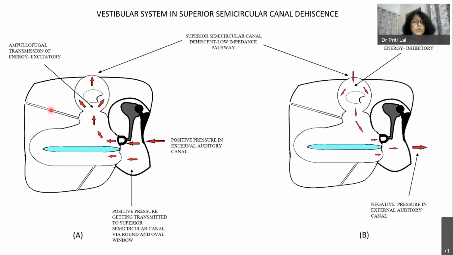So this can be understood by this schematic diagram. Whenever there is a positive pressure in the external auditory canal, or when sound waves strike the oval window, these sound waves, which earlier could not go towards the semicircular canals because they were high impedance pathways, now get dissipated into the semicircular canal and cause an ampullofugal flow of the endolymph. This ampullofugal flow of endolymph is excitatory in nature, and that causes a stimulation and a sensation of vertigo.